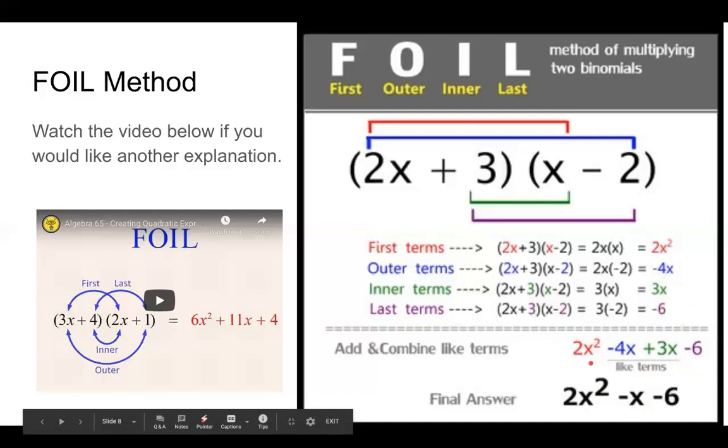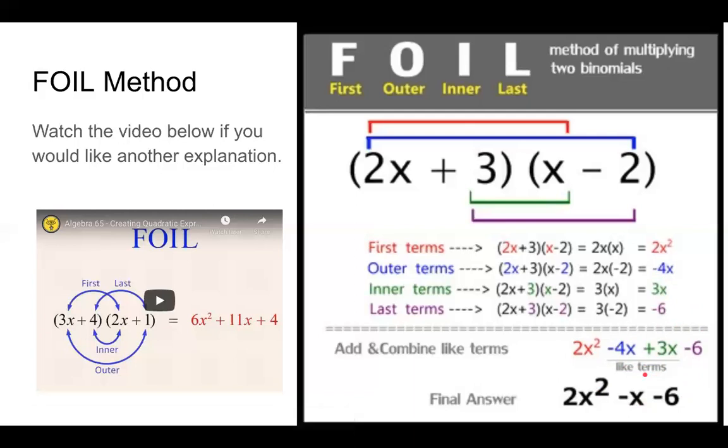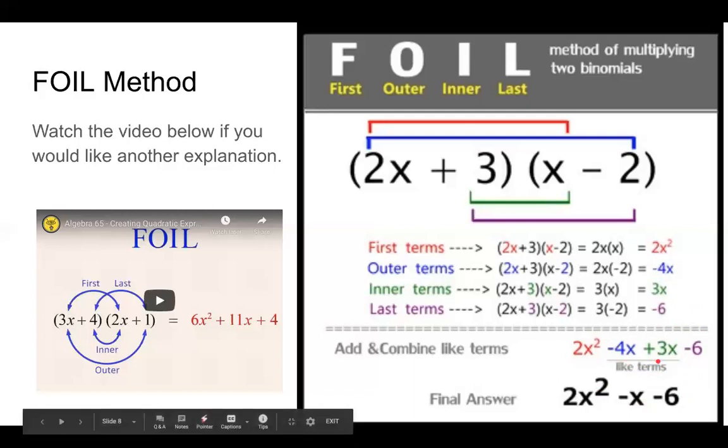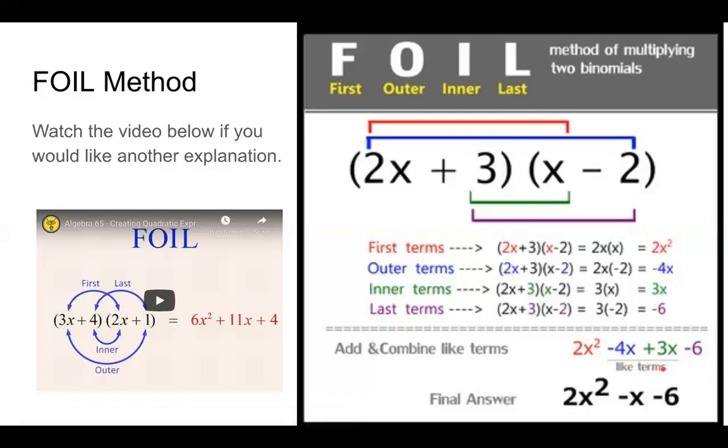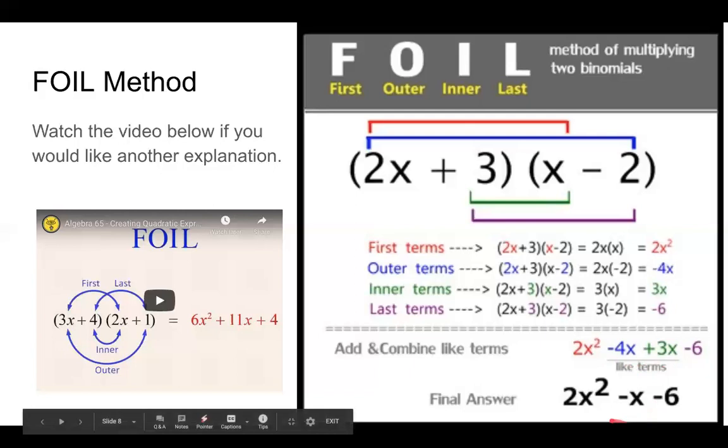So 2x squared, I don't have anything else that's x squared, so that has to be part of my final answer. Negative 6, I don't have any other numbers that are on their own without any variables, so negative 6 has to be part of my final answer. But these like terms, I have to add them together if they're alike. I have negative 4x plus 3x. The difference between those two is just 1, and the negative 4x is larger. So my total answer is 2x squared minus x, because I combined those like terms, and minus 6.